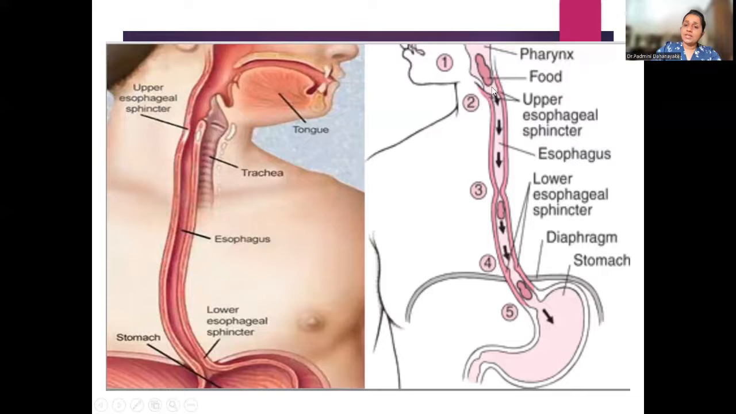Now you can understand that here is the upper esophageal sphincter, and there is another small structure here, the lower esophageal sphincter. When we deal with the esophageal stage, we will talk about this lower esophageal sphincter. Now food is at the pharyngeal stage. You can see the upper esophageal sphincter is relaxing and allowing the food bolus to enter easily into the esophagus.